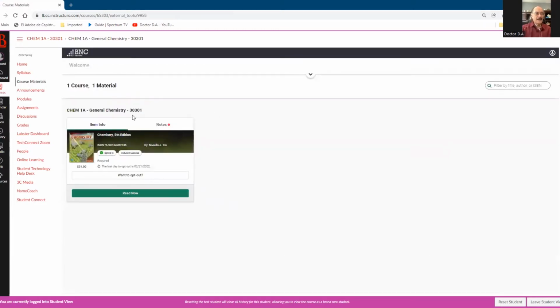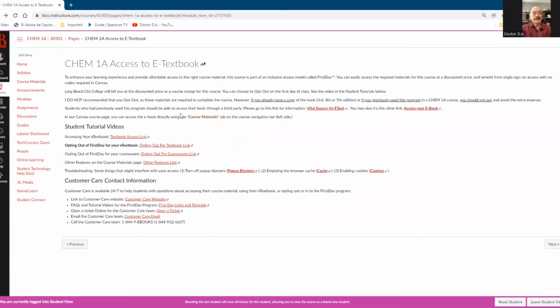And as I said, I'm looking at the page for the 30301 section. This is the group that meets on Tuesdays and Thursdays. Okay, so back to the page that we were at. If you've never used an ebook, please go through some of the tutorials here, how to access, how to work on it.